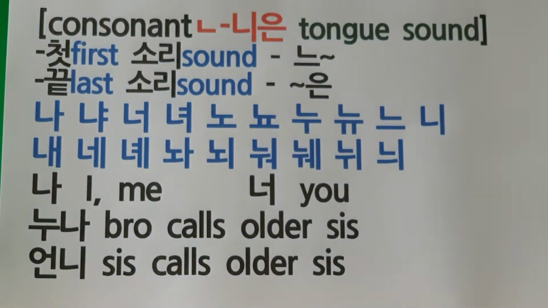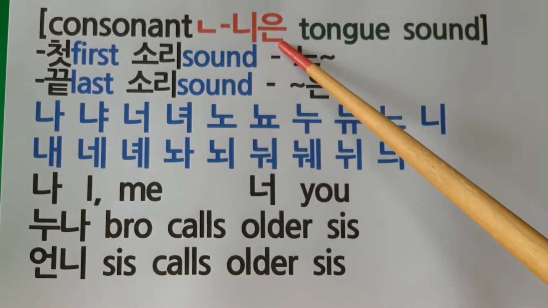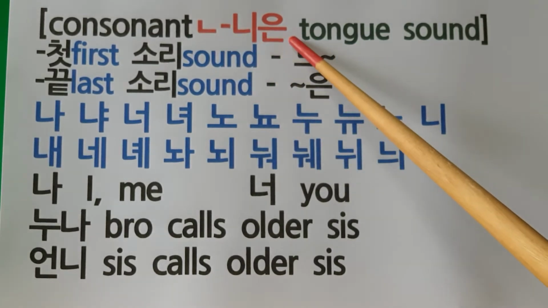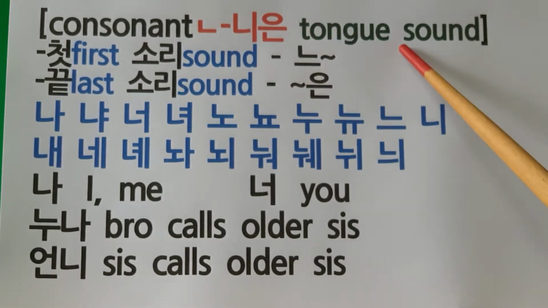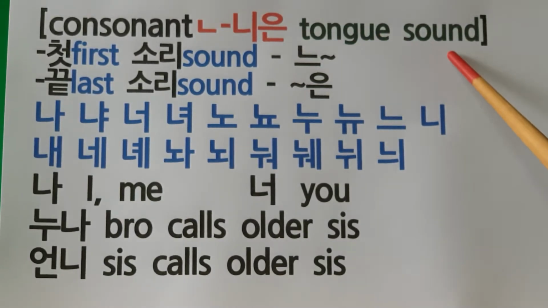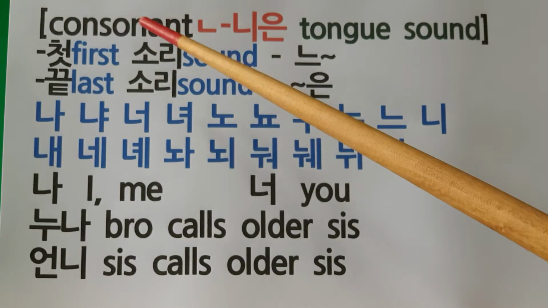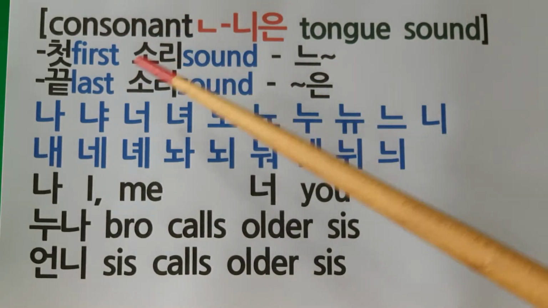And do you see today's title? Consonant 니은. 자음 니은. The name is 니은. The sound is a tongue sound. Do you hear tongue sound? Use your half tongue, the front tongue. N. Put it on the upper side of your mouth, right? I'm sorry. My voice is very dry.